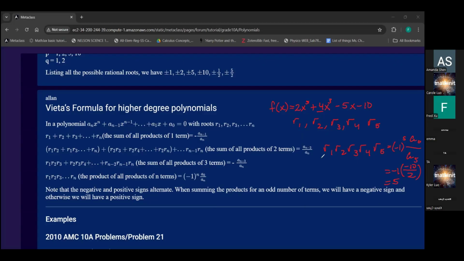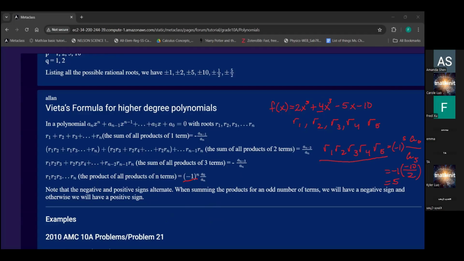So the product of all of these roots is equal to 5, using this example here. And please remember this negative 1 to the power of n. Okay, that is very important.